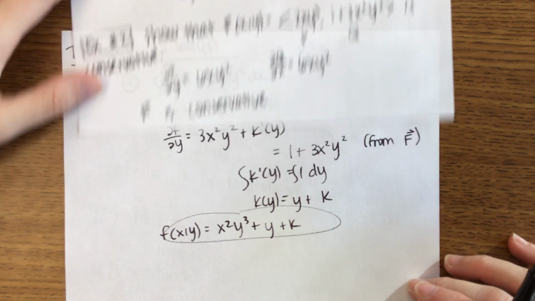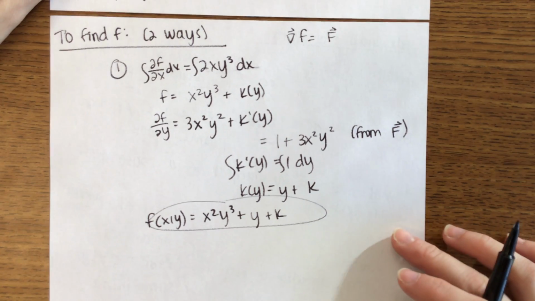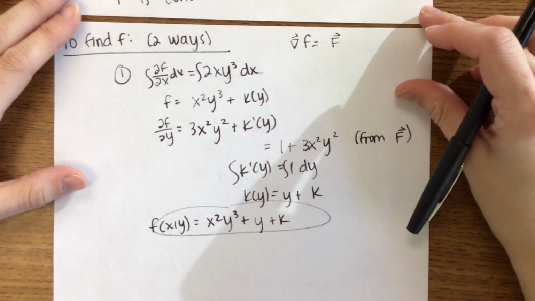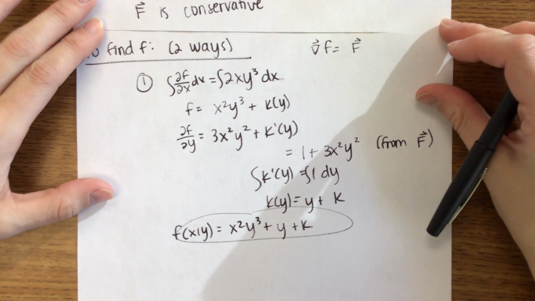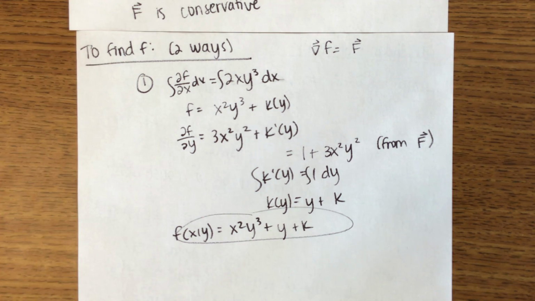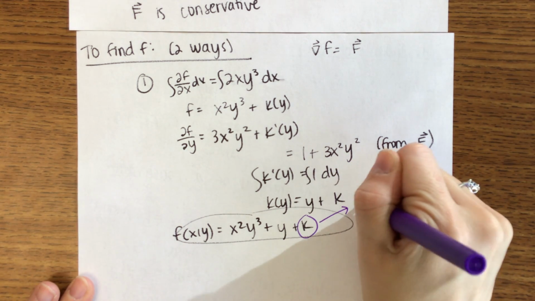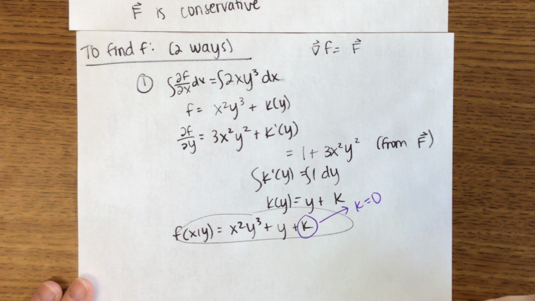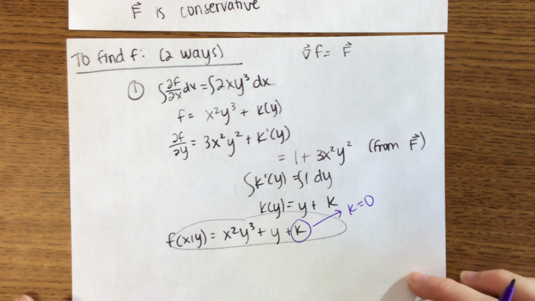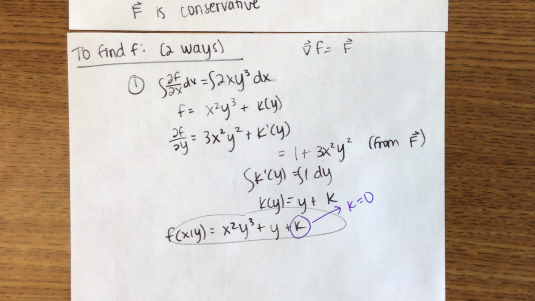So that's good. Another thing to tell you, I have a difference when it comes to WebAssign with how I want your answers written. On a test, in your packet, that's how I want your answer written. WebAssign, they always take k to be 0. So WebAssign, they won't put k in. So just know that. When you're doing your homework tonight, if you're getting answers wrong, don't put k in. That's why.